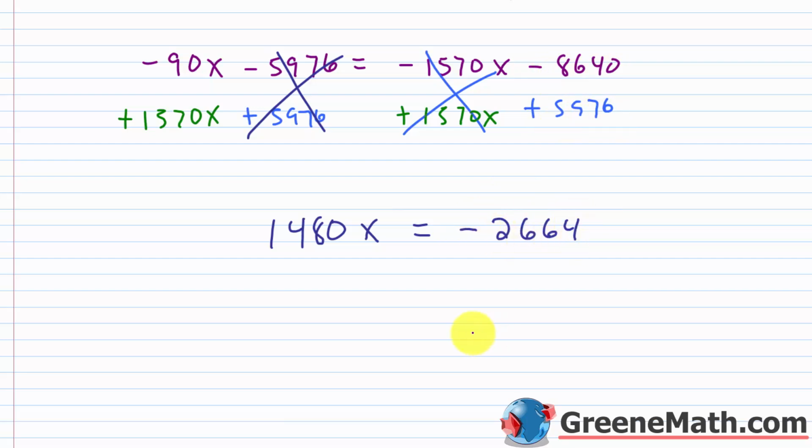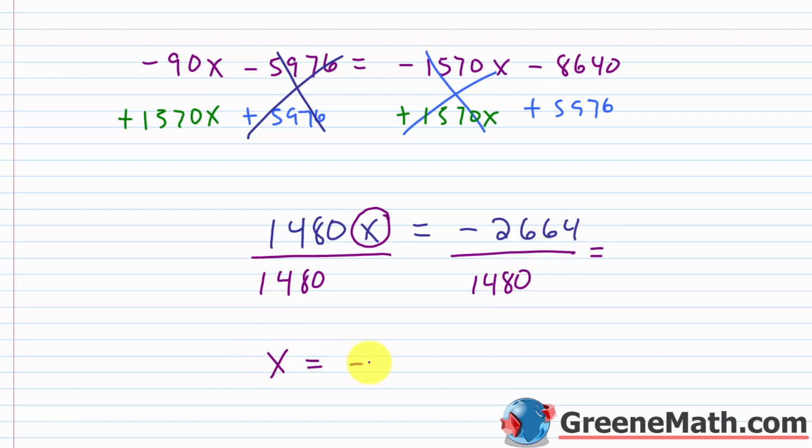All right, so the last thing I want to do is isolate my variable x. So I'm going to divide each side of the equation by 1,480. This is not going to be a whole number or an integer as an answer. Essentially, I know that it's going to be negative, right? X will be equal to something that's negative because I have a negative over a positive.